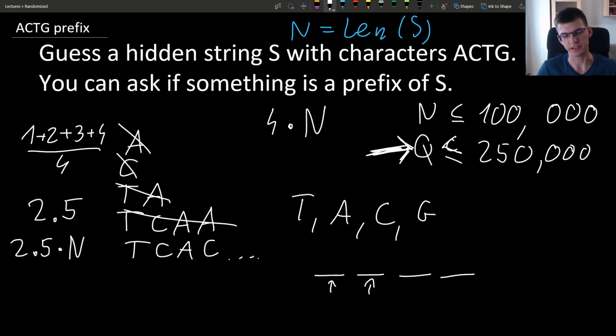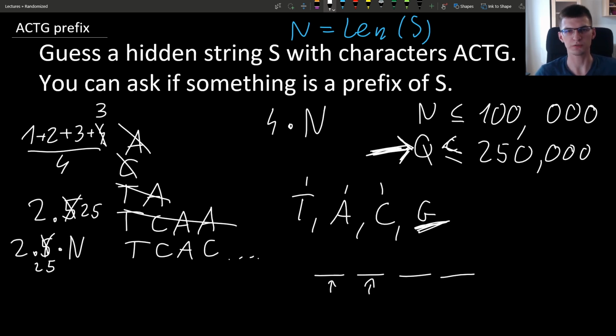And this easy fix is not to ask about the fourth character. If you failed with T, A, and C, then you know that this character must be G. So instead of asking this last fourth query to know a letter, you already know it. So instead of 2.5, you have 2.25. And 2.25 times n is good enough.